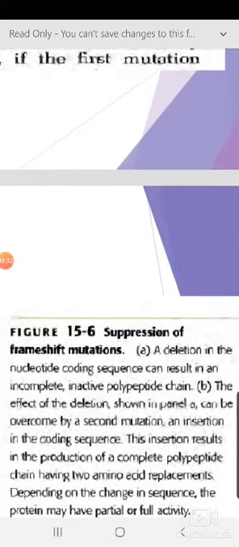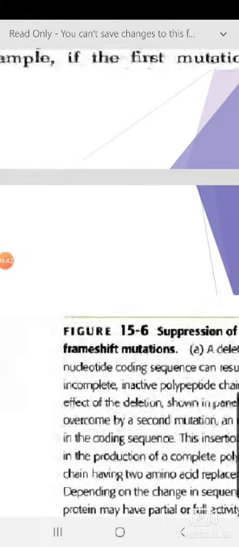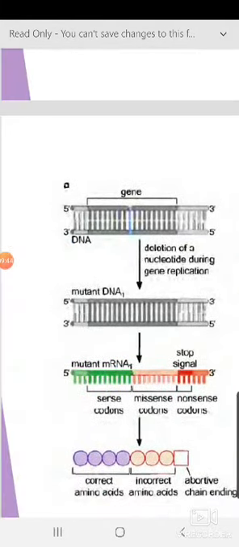With this knowledge, let us discuss some of the suppressor mutation categories. This we call suppression of frameshift mutation. In this diagram, you will see a deletion in the nucleotide coding sequence can result in an incomplete, inactive polypeptide chain. So this is a DNA sequence, a gene, in gray color, and there is a deletion, the bluish part, showing a deletion of a nucleotide during gene replication.